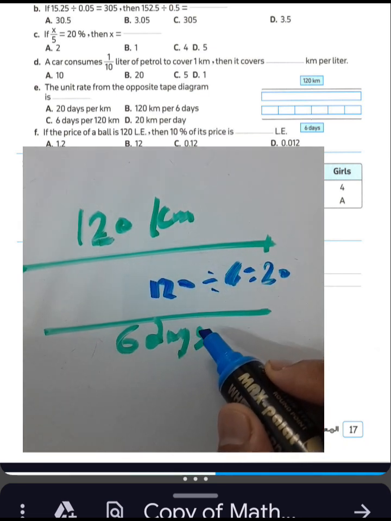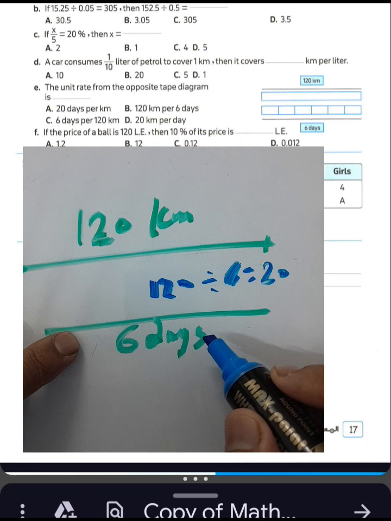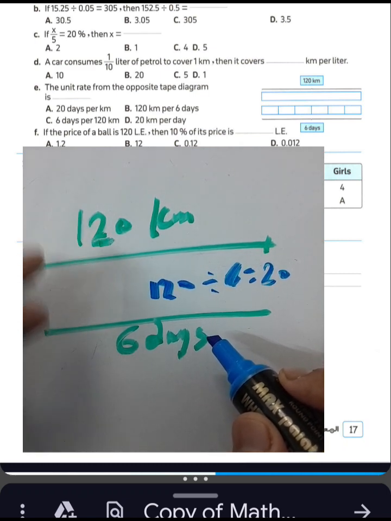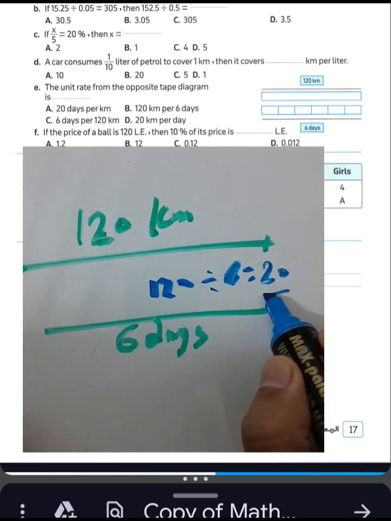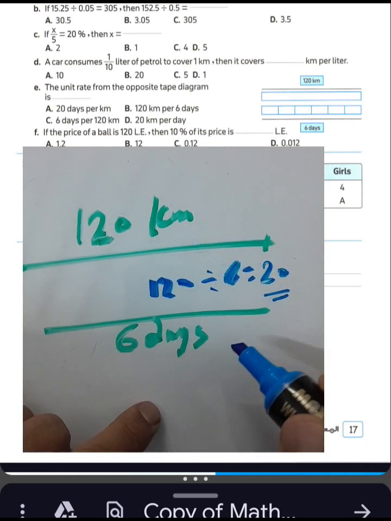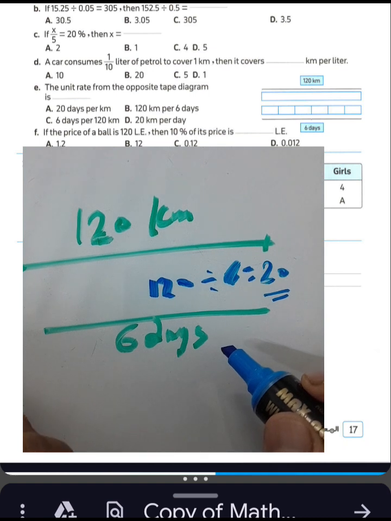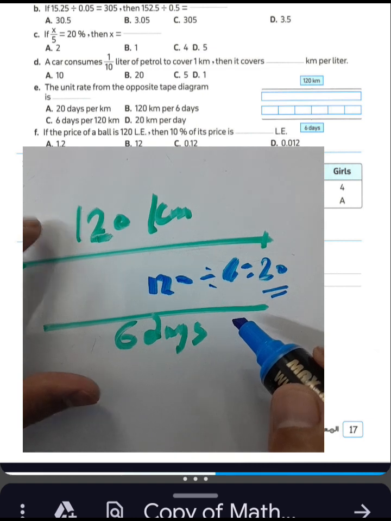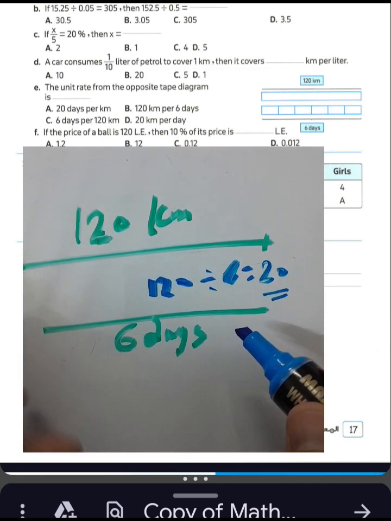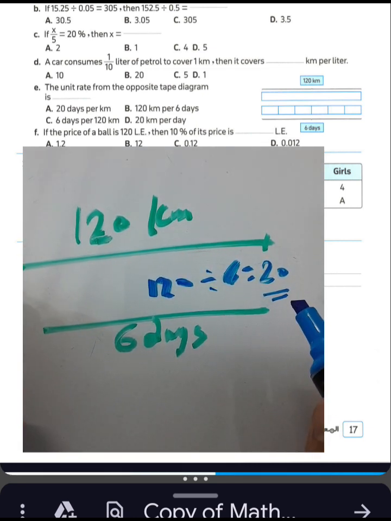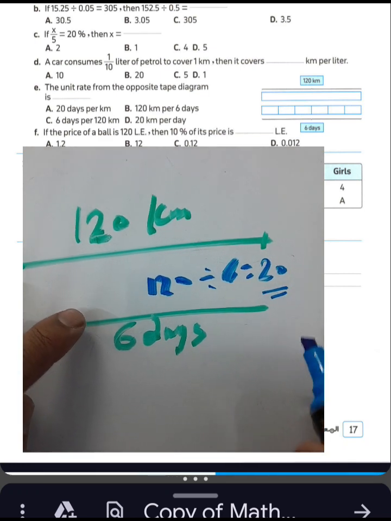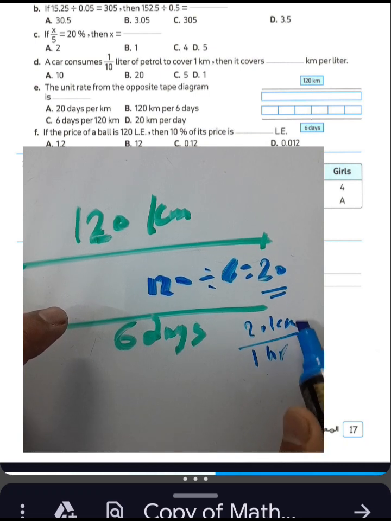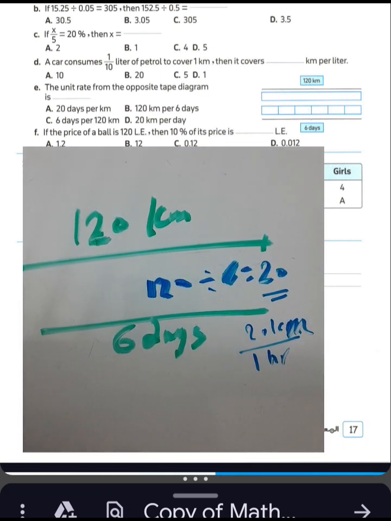It's the distance and the number of days. We can divide the distance 120 by 6. It will be 20 kilometers per 1 day to find the unit rate. A unit rate compares two different quantities, and the denominator will be 1. Such that 20 kilometers per 1 day.